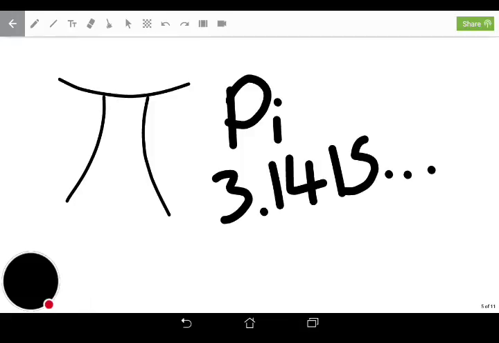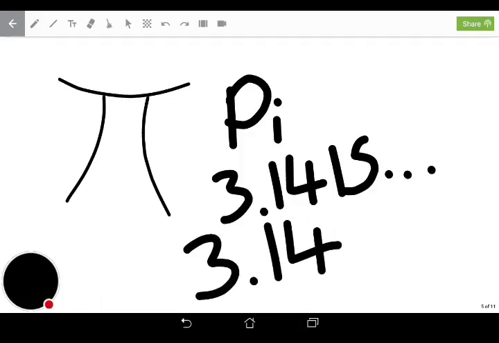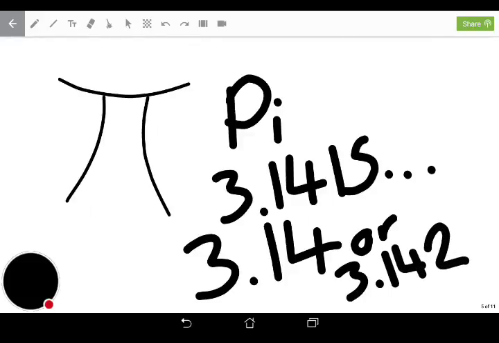What we use as pi in an exam, it will either tell you in the exam, or you can use 3.14 or 3.142. Okay, there is a pi button on your calculator, and it looks like the symbol that's on here now.